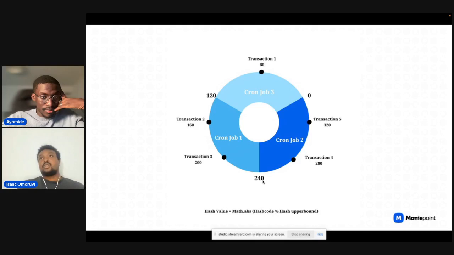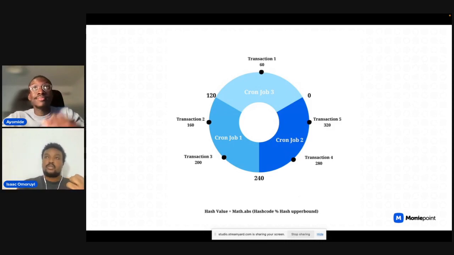Say the hash code of this transaction is 718. That's what we get as the hash code, or minus 718. That's why you can see we have a math.abs here. So we need to divide that by a hash upper bound, and our hash upper bound in this case is 360. Doing the modulo of 718 and 360 is going to give us 358, because 360 goes into 718 once, and there's a remainder of 358. So that 358 is now the hash value for that particular transaction.